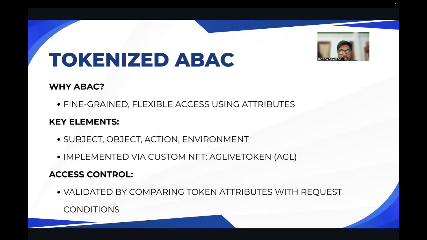Once a user passes level 1 with a valid role, we then check level 2, which is where attribute-based access control, or ABAC, comes in. Now, this is where TRABAC becomes more powerful. Instead of just checking what role someone has, ABAC looks at specific attributes attached to the user or the object they are trying to access. These attributes are encoded inside a special token called AGL tokens, or AGL for short. So basically, access decisions are made by comparing the token's attribute tags with access policies defined in the smart contract. This allows very fine-grained access.